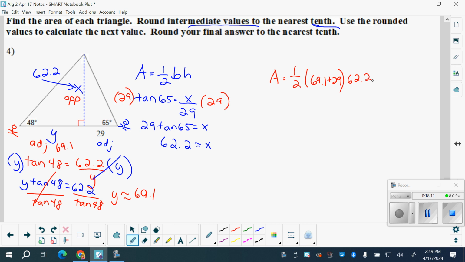Oh, I put the wrong number there. Sorry, didn't I? I did multiplication. Sorry about that. Thank you. 62.2 divided by tan 48 is 56.0. Thank you. So 56.0 is what this one is. And so we have 56 plus 29 times 62.2.